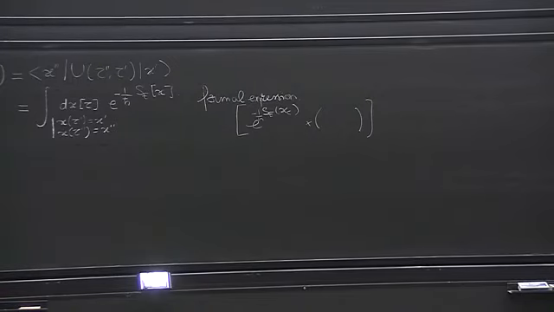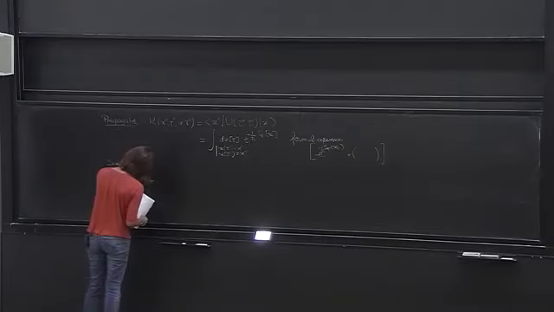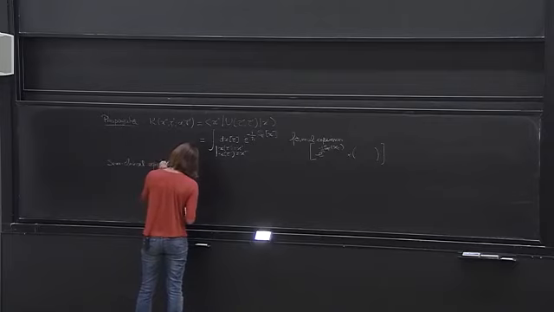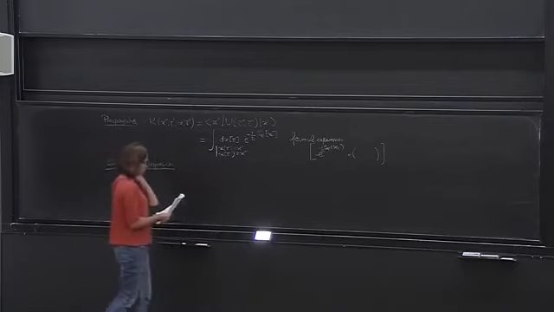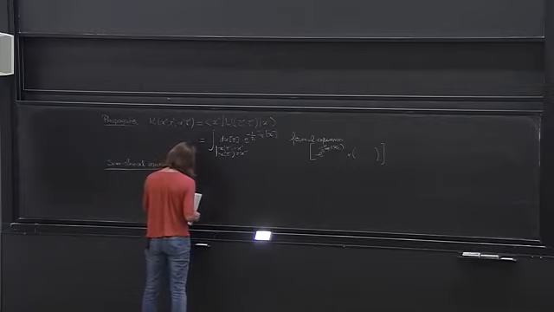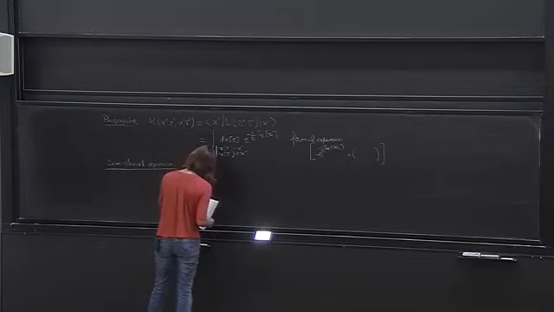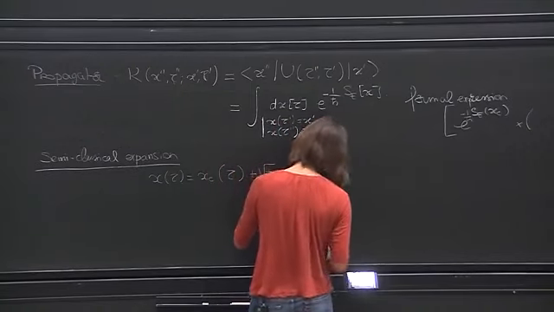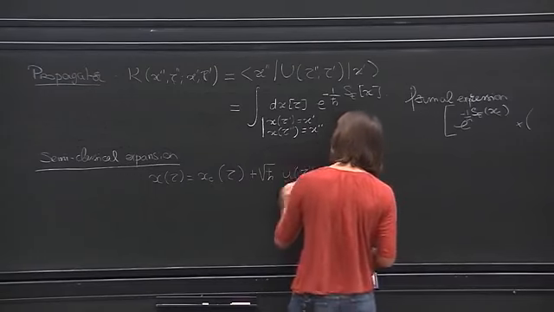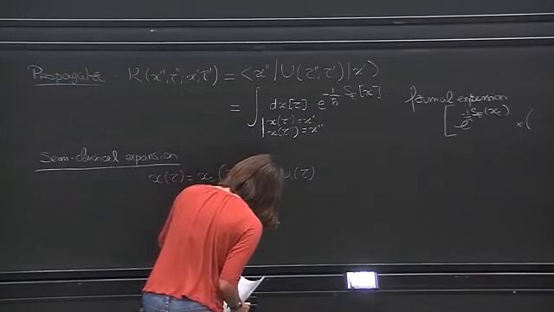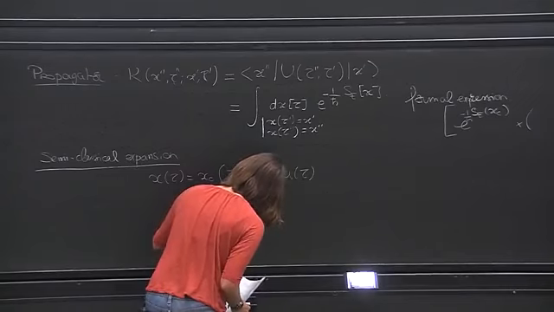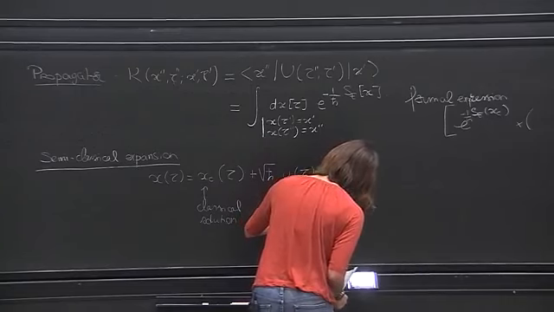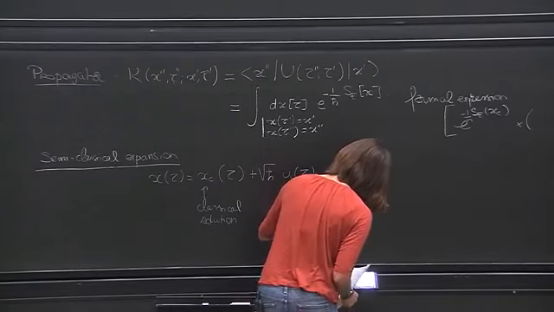So let's just summarize quickly what we did last time, and then apply this to the specific example. We were looking at paths which can be written under this form. This is the classical solution, and this is just the fluctuation.